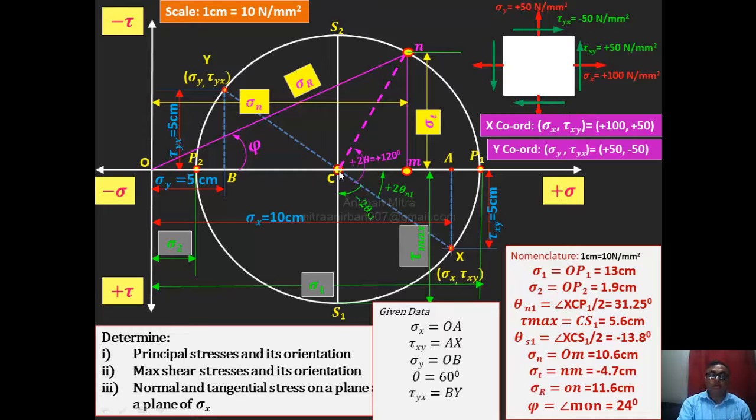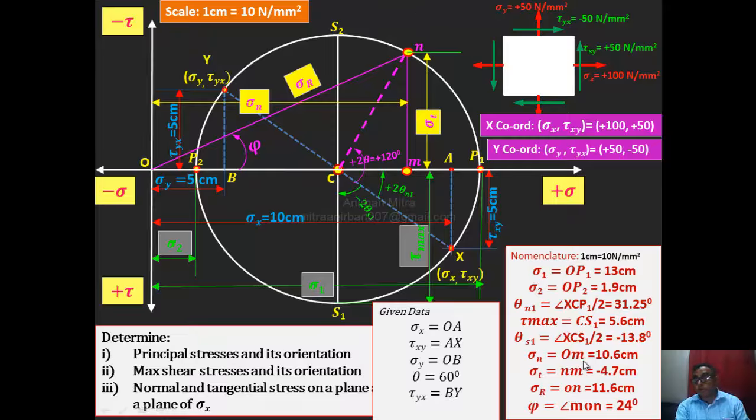Then the tau max is CS1. It will be measured at 5.6. Theta s1 is that angle again with the x plane. XC is the x plane, CS1 is the maximum shear plane, so XCS1 is the orientation of the maximum shear plane, while XCP1 is the angle of the major principal plane. Sigma n is O to M. Sigma t is NM.